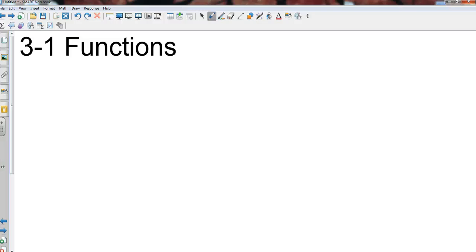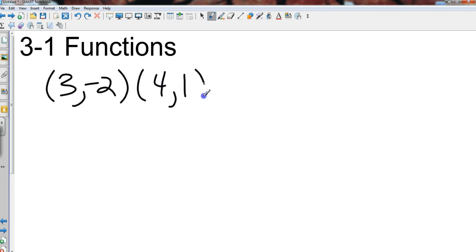Okay, section 3.1. This is Algebra 1, functions. So if I put something like this up on the board, these are what? Coordinates. Okay, they've got an x value, they've got a y value. All right, so all of the stuff that we deal with in functions is going to deal with x's and y's. By themselves, they're coordinates.